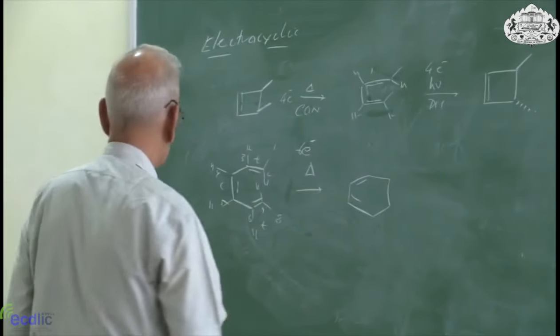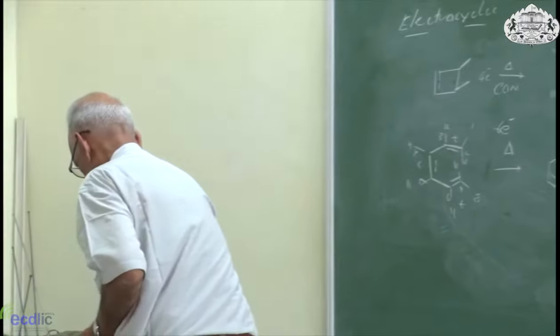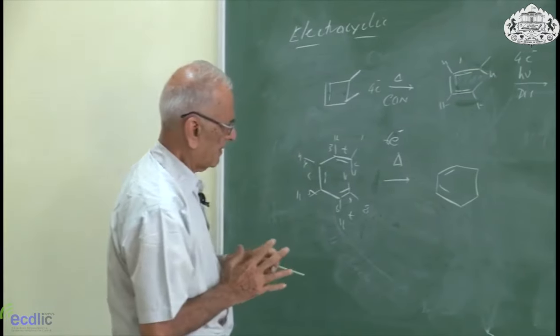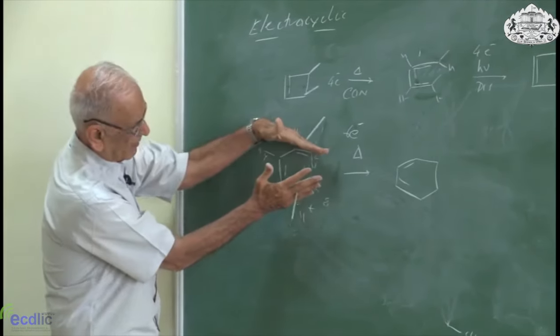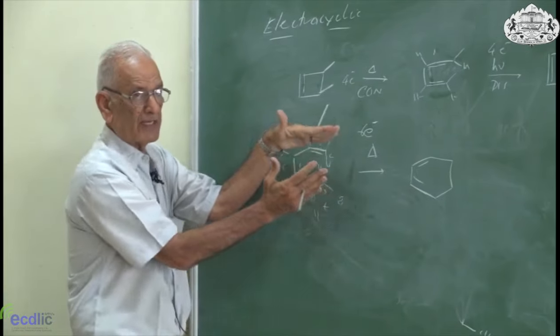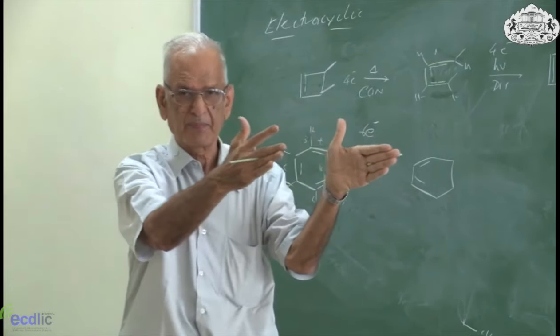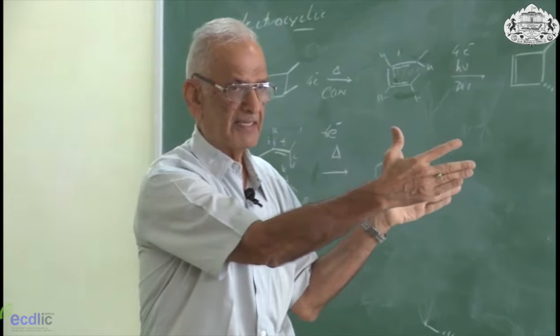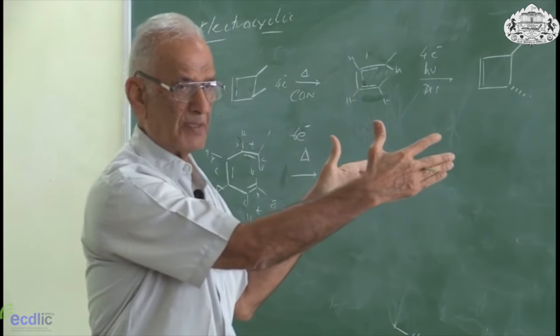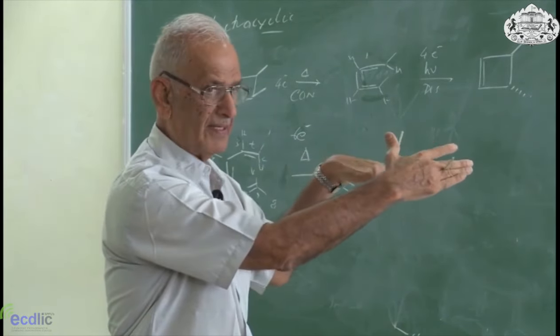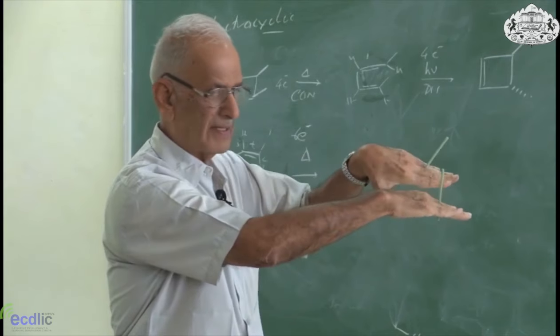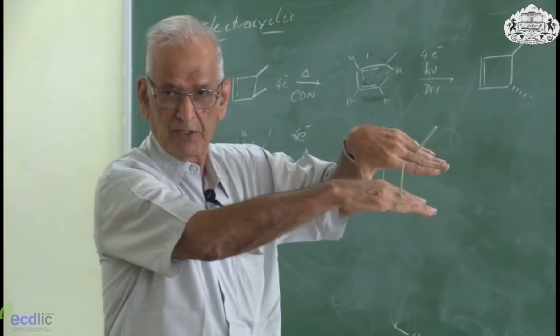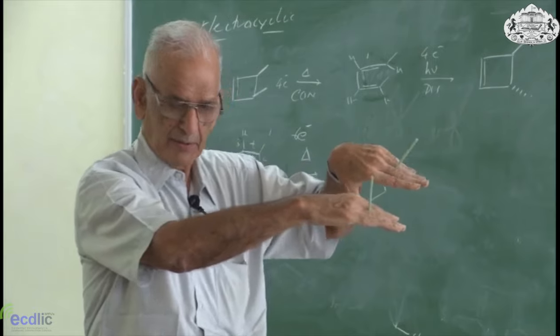So, how are my methyl groups? Both the methyl groups are outside. Disrotatory means thumbs should move in opposite directions. This is clockwise, this is anti-clockwise. So, product is going to be cis. Okay?